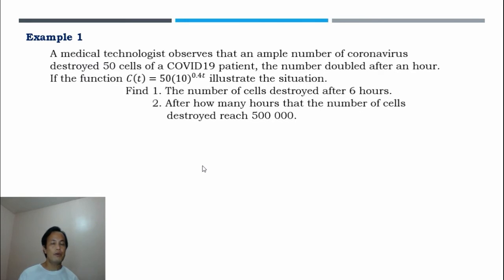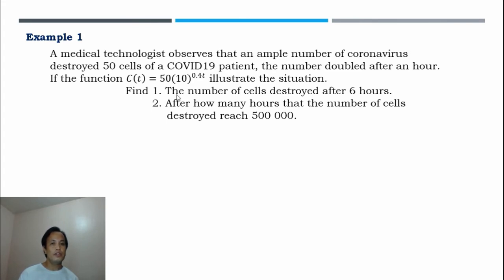For example number one, a medical technologist observes that an ample number of coronavirus destroyed 50 cells of a COVID-19 patient. The number doubled after an hour. If the function C of t equals 50 times 10 raised to 0.4t illustrates the situation, number 1, find the number of cells destroyed after 6 hours. And number 2, after how many hours will the number of cells destroyed reach 500,000?